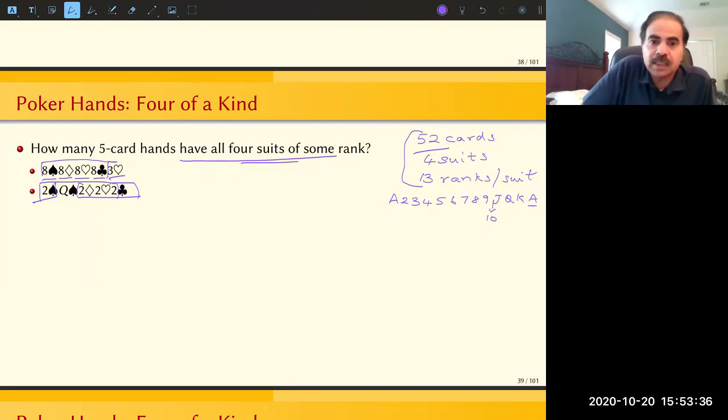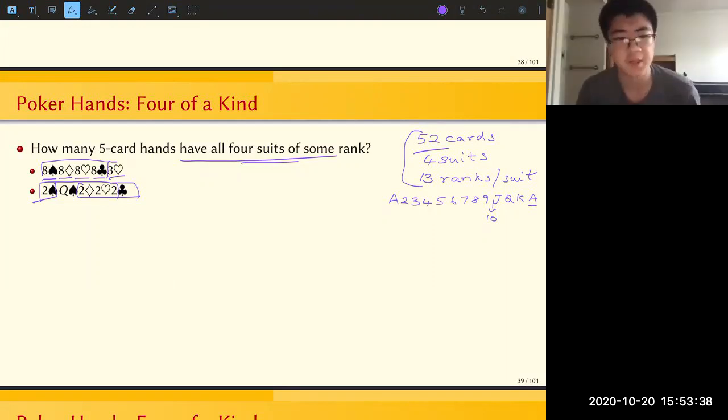So how many such card hands exist? How do we go about counting this? Would it be to first satisfy the condition? So like 13 for one of the suits, 13 for another suit, 13 for the third suit, and 13 for the fourth suit. And then for the last card, just pick any of the other 48 cards.